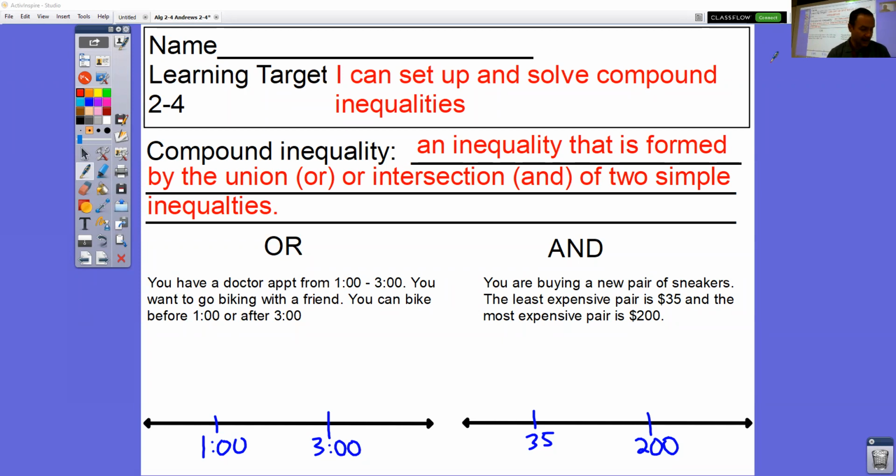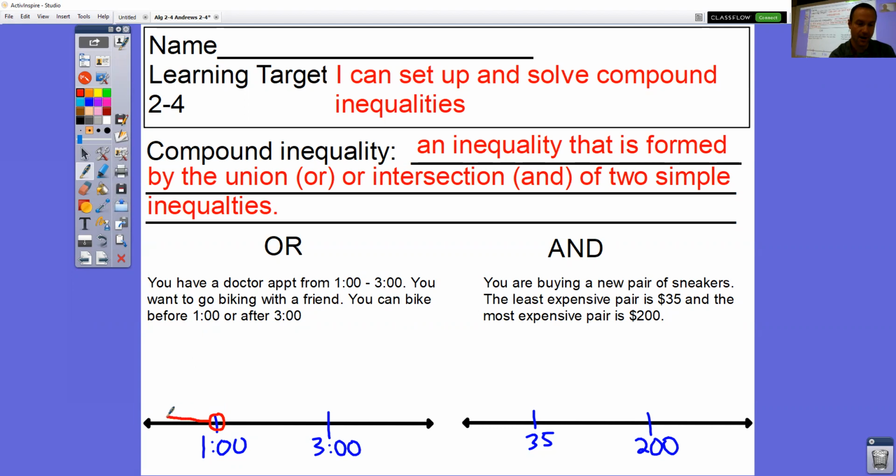First of all, taking a look at an or statement. It says you have a doctor appointment from 1 o'clock to 3 o'clock. So you're there at the doctor's office from 1 to 3. You want to go biking with a friend. You can bike before 1 o'clock or after 3 o'clock. So if we go to graph this on the number line, you're available before 1 o'clock. Let's assume that the doctor's appointment starts at exactly 1 o'clock and 0 seconds. So you are free before that.